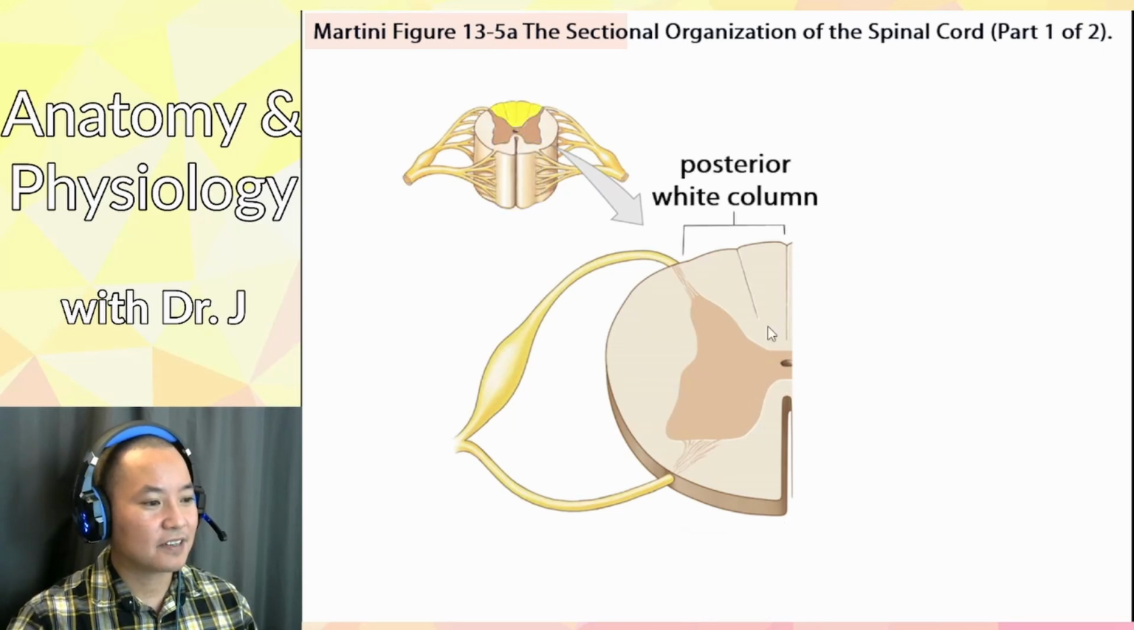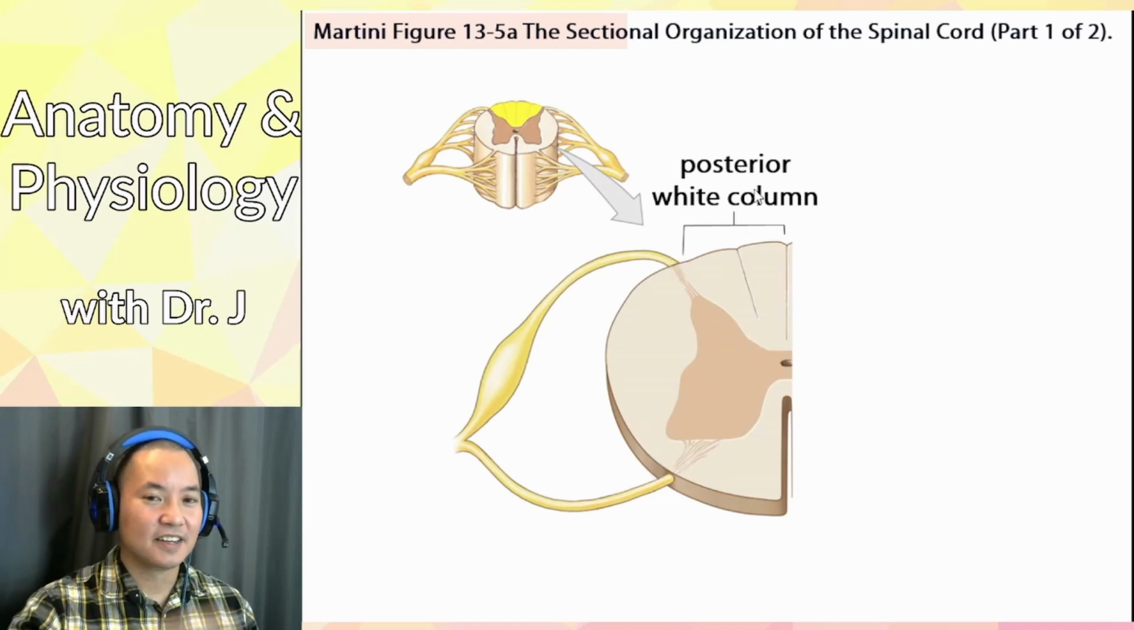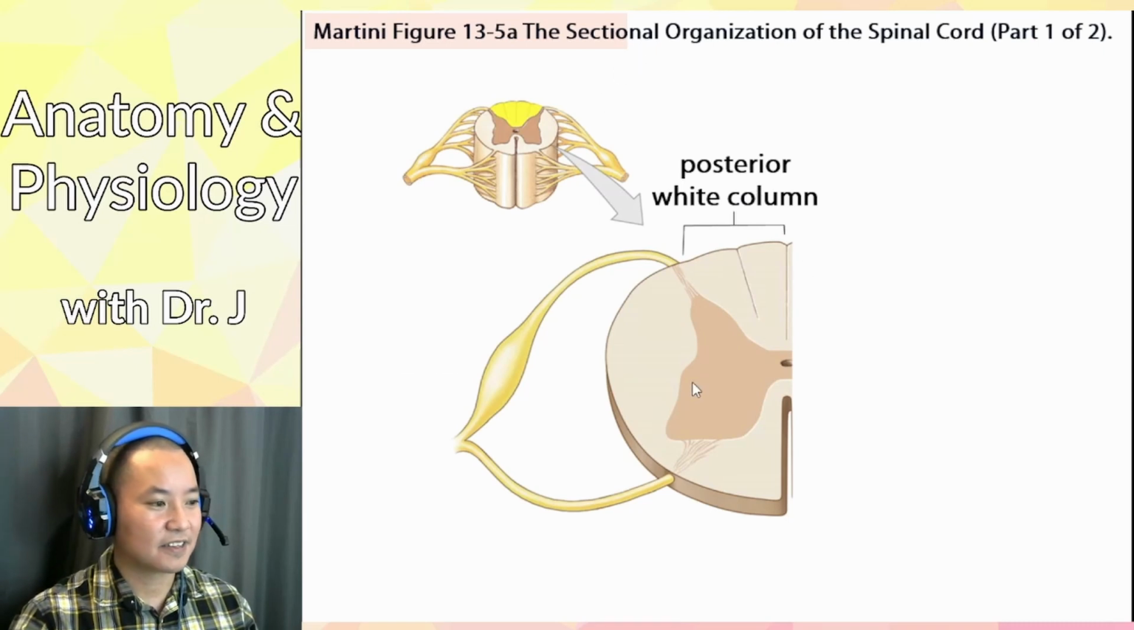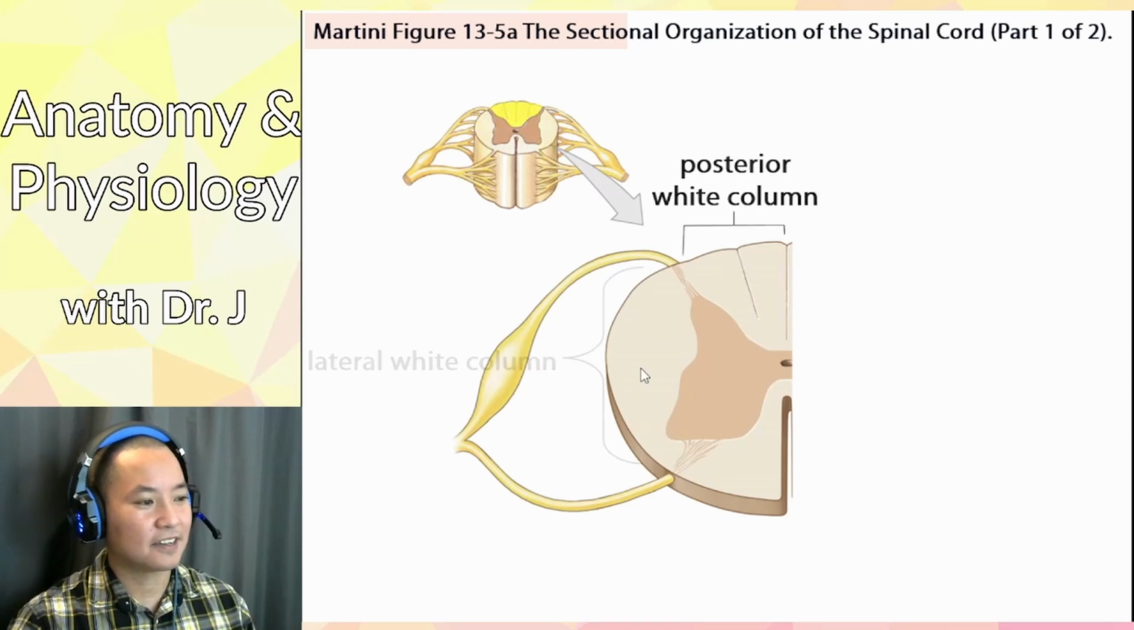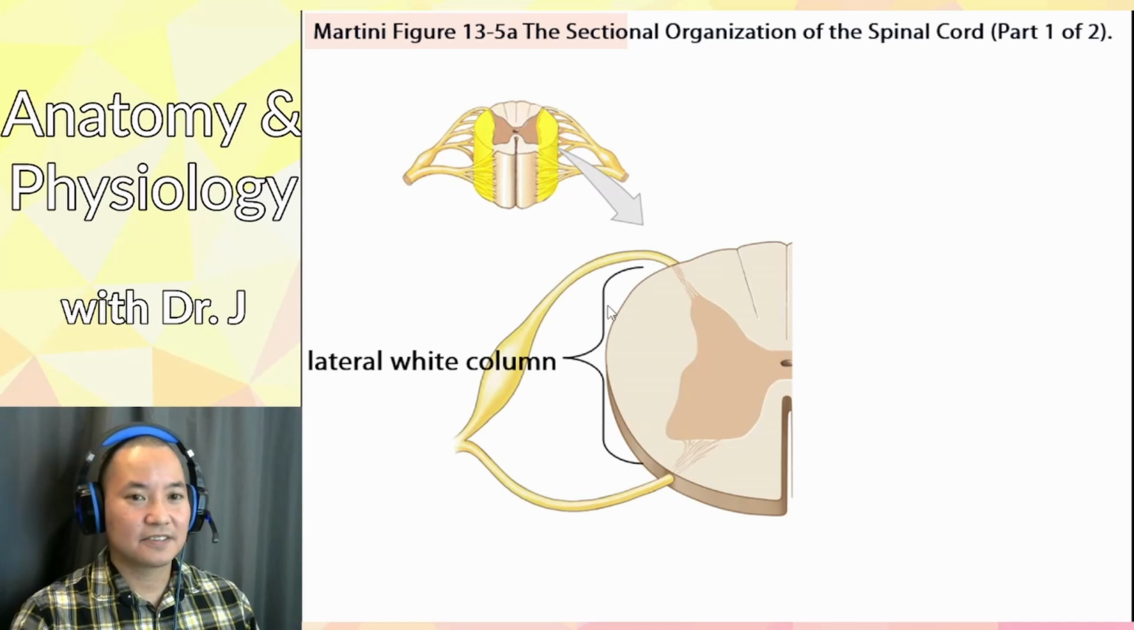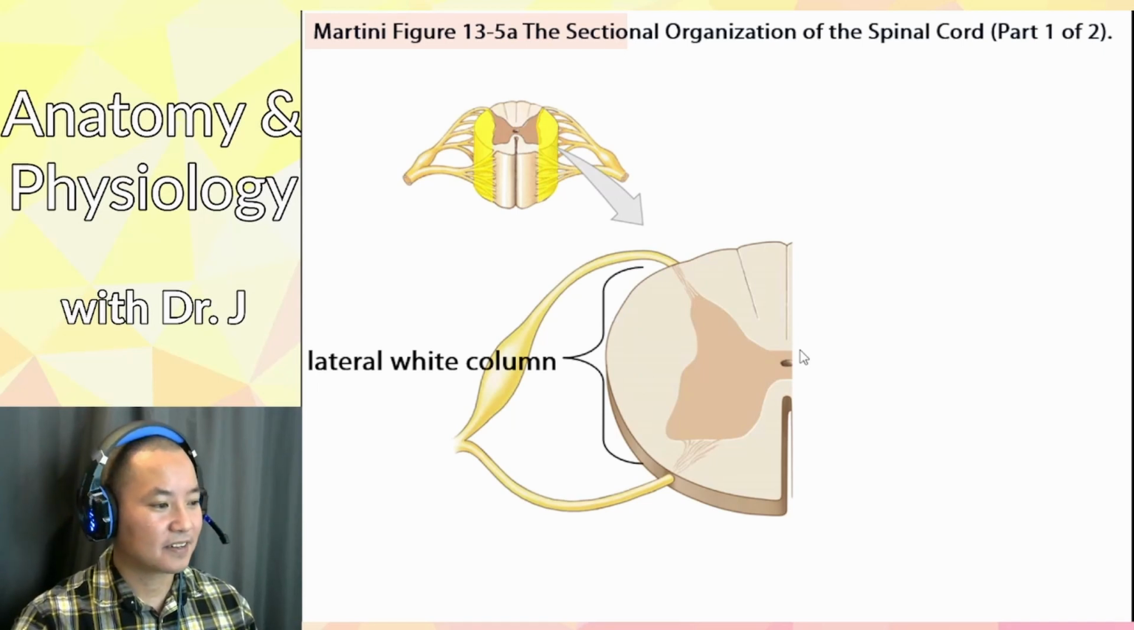Now the posterior white column, again, even though we have neurons exiting and entering at these horns right here, the posterior white column is going to conduct axons along this area right here. And the lateral white column right here, this also is a bunch of axons that run up and down the length of the spinal cord.